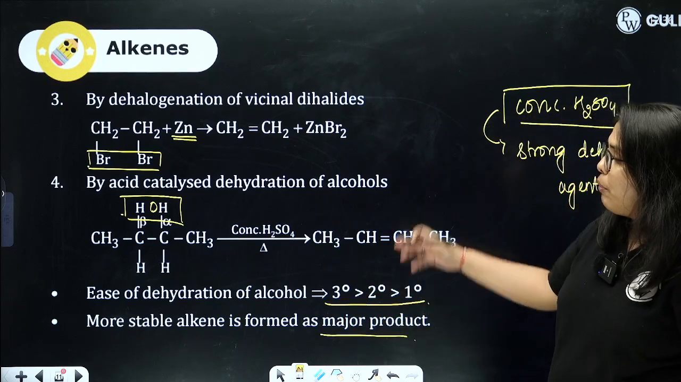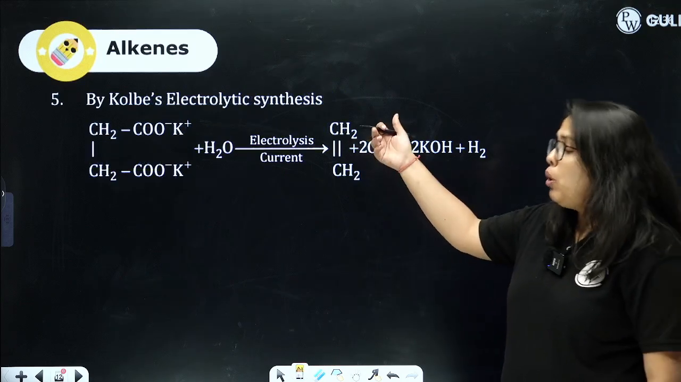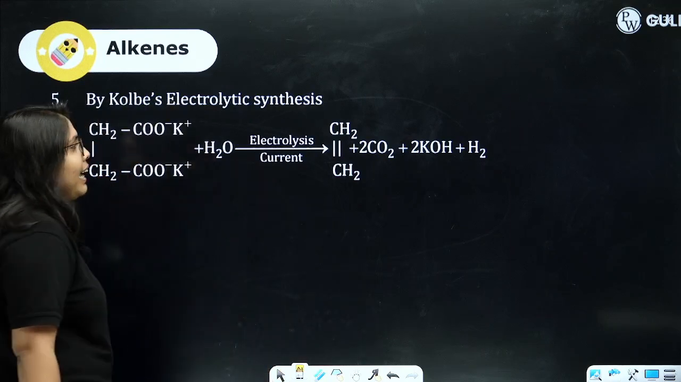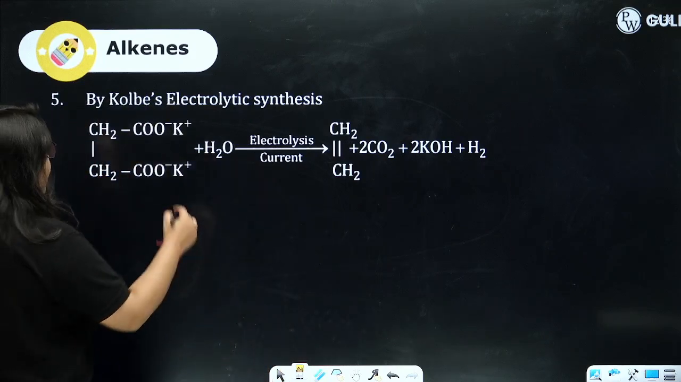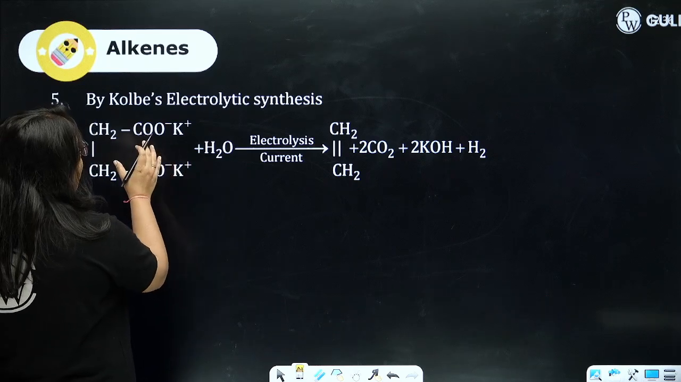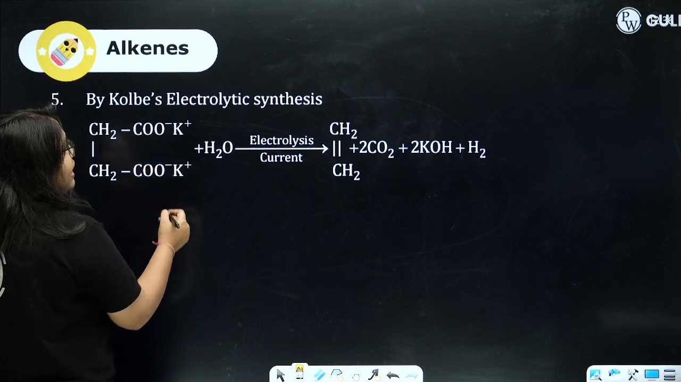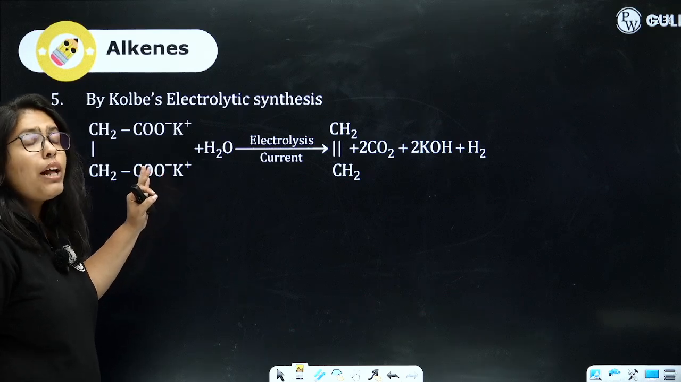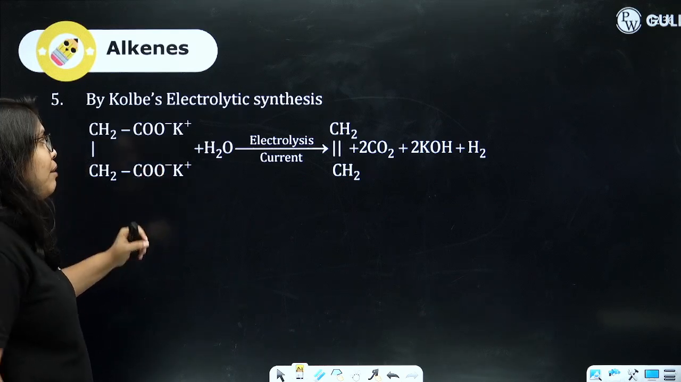Okay, so this is how it is prepared by Kolbe's electrolysis. Now, you learned something similar to this in alkanes. Now, what is happening here, I'll again rearrange it. You are going to treat carboxylic acid with soda lime.